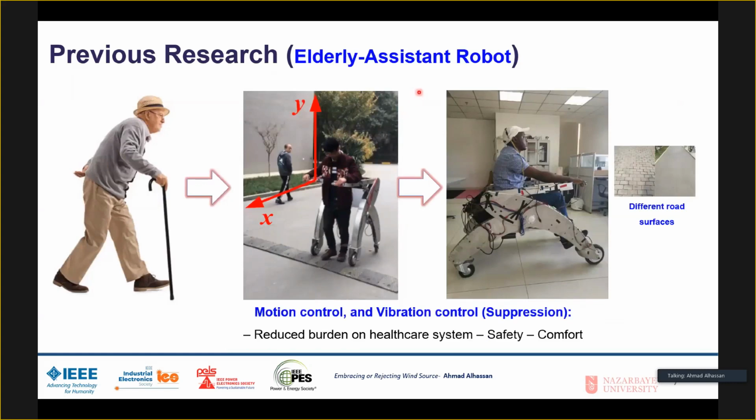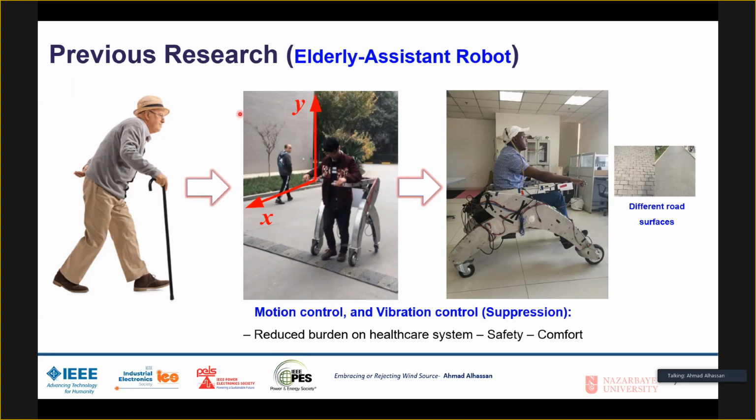Then we have another system. This is an elderly assistant robot. With this robot, we know the population is aging. If the population is aging, there is a burden on the economy and a burden on the government, for nurses and for doctors. So there is a need to provide an alternative, something that will help the elders.